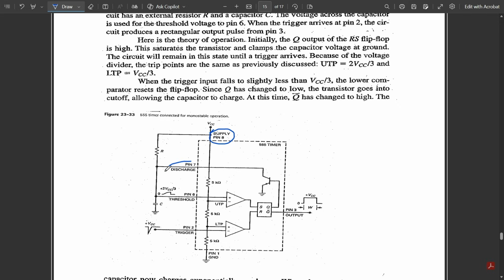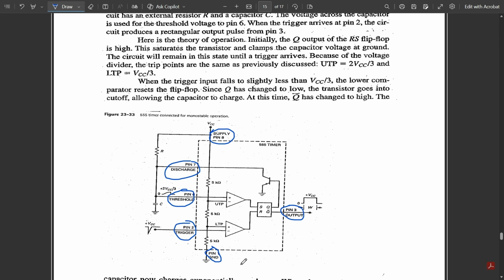Pin 7 means discharge pin. Pin 6 is the threshold pin. Then here we are having pin 1, that is the ground pin. Pin 2 is the trigger pin. Then pin 3 is the output pin, and the rest of the pins are given for the VCC connections. Okay, so these many are the main pins which are required for the working of this 555 timer.